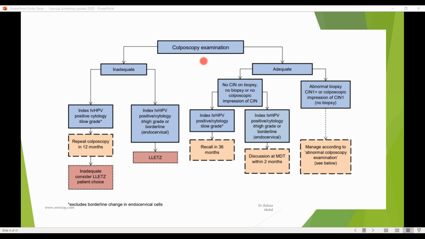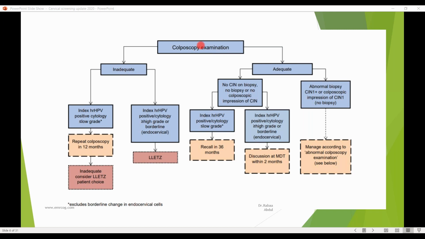So, colposcopy examination: here are two arms. The arm of adequate findings, where he will tell you in the scenario that the colposcopic examination was adequate or clear. Or the second possibility, that while the specialist is doing the colposcopy, he found some difficulty, or found some cervical stenosis, or is not able to see. This is called inadequate colposcopic examination.